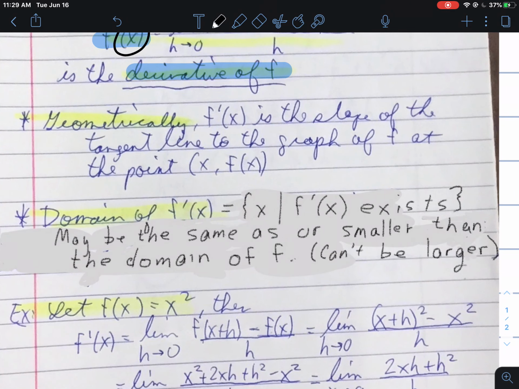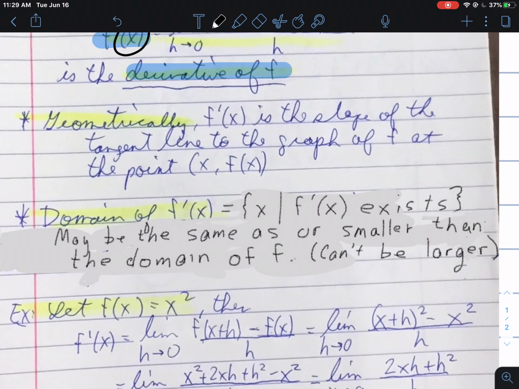But geometrically, as we said, the derivative represents the slope of the tan line. So here f prime of x is the slope of the tangent line to the graph of our function f at the point x, f of x. Now we can choose any point on the graph and define the derivative there. It's the slope of the tan line. We said it's the rate of change in the function, or how the graph is changing at that point.